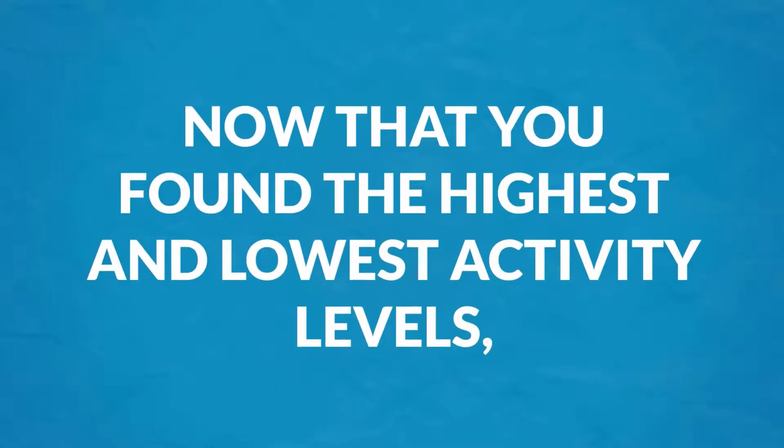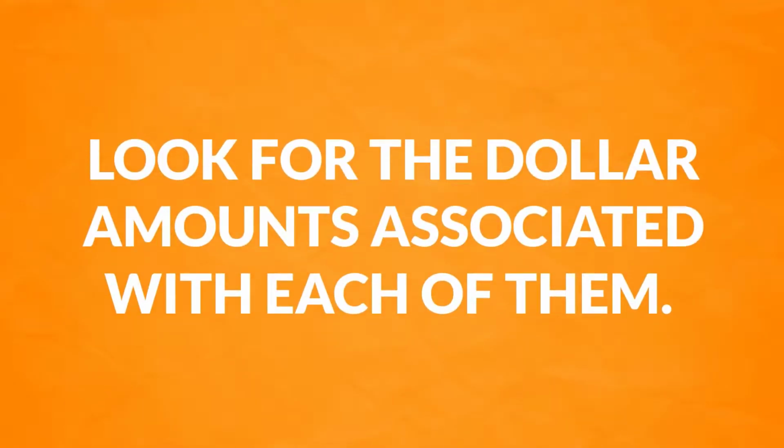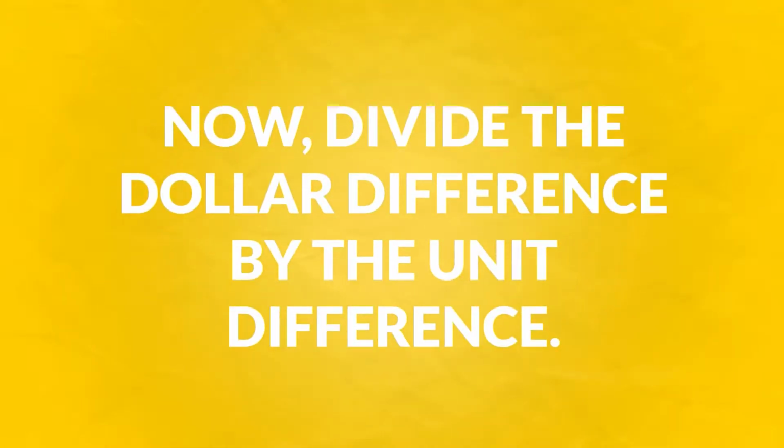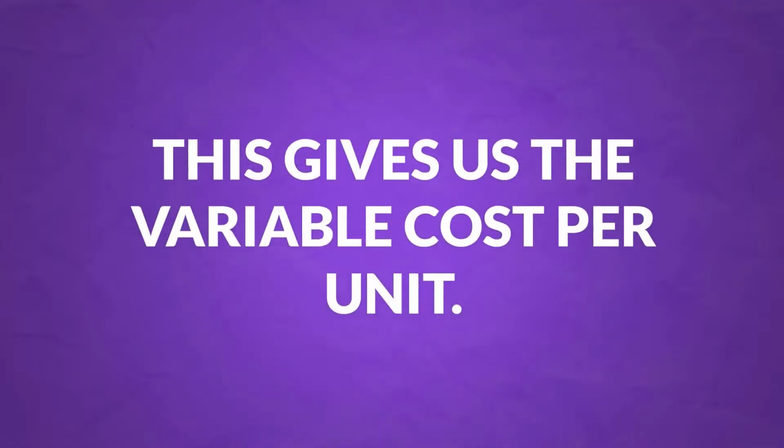Now that you found the highest and lowest activity levels, look for the dollar amounts associated with each of them. Find the difference between these two dollar amounts. Let's call this the dollar difference. Now, divide the dollar difference by the unit difference. This gives us the variable cost per unit.